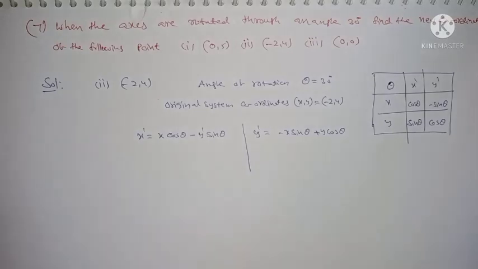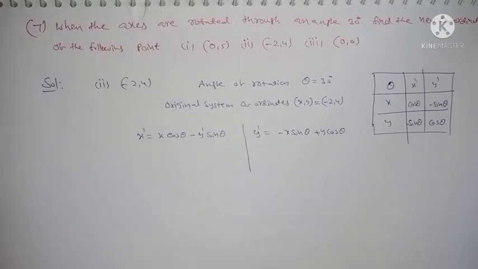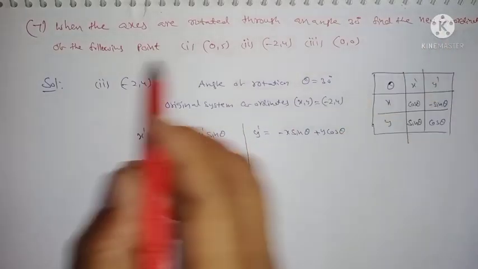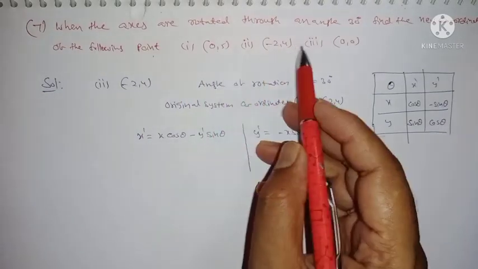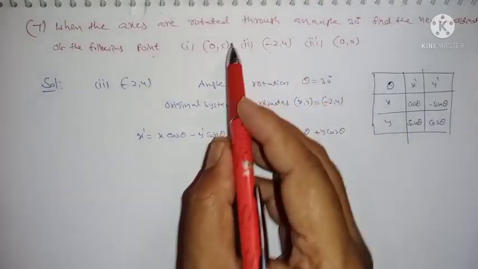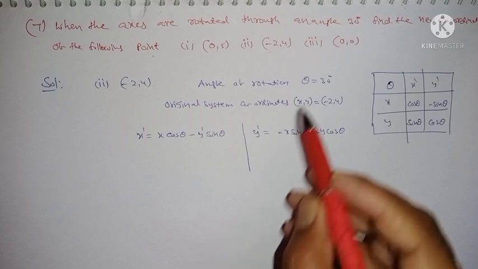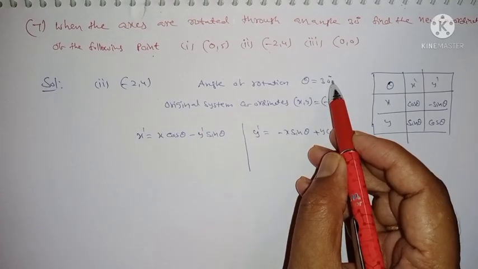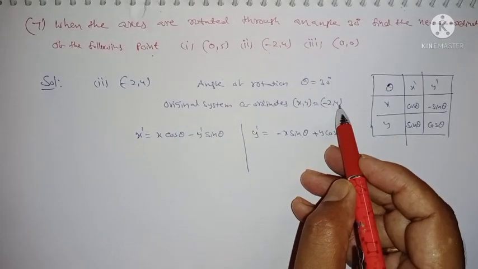Next, seventh problem. Observe here. When the axes are rotated through an angle 30 degrees, find the new coordinates of the following points: 0, 5; minus 2, 4; 0, 0. You have three problems. I will explain. Second one is minus 2, 4. The angle is the same as given, theta is equal to 30 degrees. Points are changing here, therefore I am taking minus 2, 4.